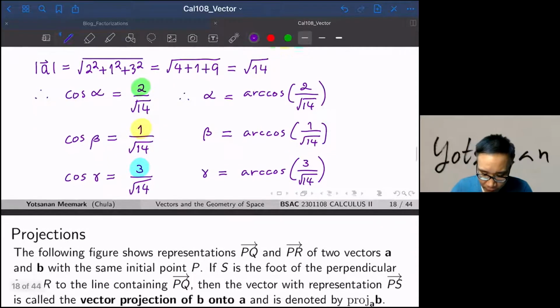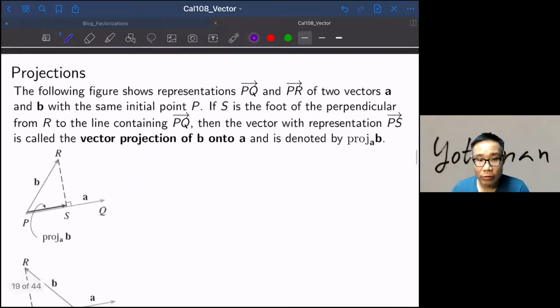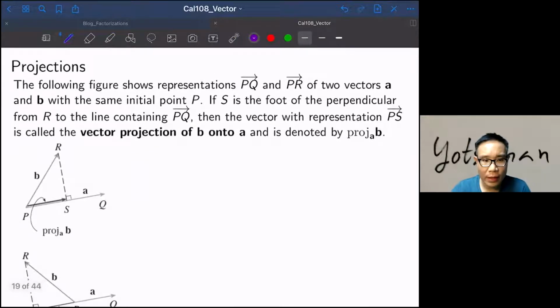The next important thing is about one application of the dot product, for finding the length of the projection vector. When you have two vectors A and B, sometimes we'd like to find the projection of B onto the vector A. What does it mean? You see that you have your vector A, which is your vector PQ here, and you have your vector PR, which is your vector B, and you're going to imagine that you have a light here.